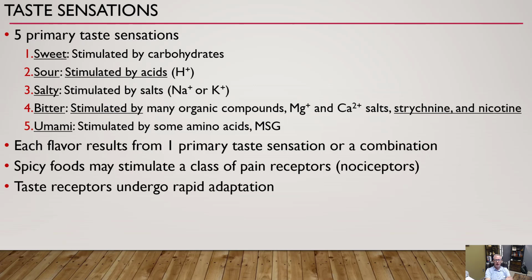Bitter is stimulated by a lot of organic compounds such as magnesium chloride salts, strychnine, nicotine. And I thought strychnine was interesting because strychnine is actually a poison. Umami is stimulated by some amino acids in MSG. MSG is in a lot of Chinese food. And actually, umami was just added to the list maybe about 20 or 25 years ago.